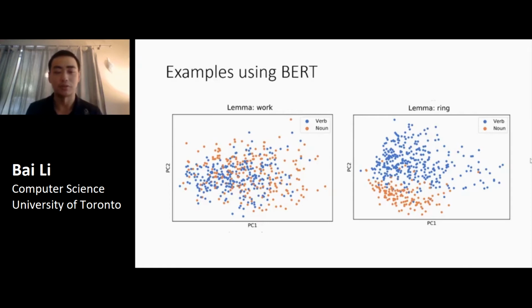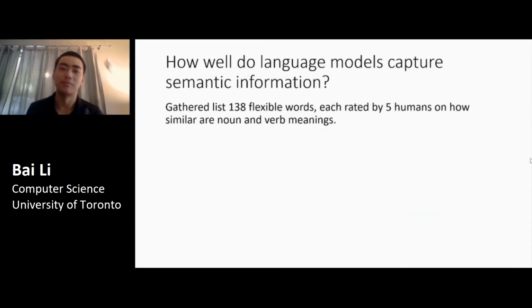Now, let's quantify this more formally. We use this to measure how well our language models capture semantic information the way that we want. The way we do this is we gather a list of flexible words, and for each one we have five humans rate how similar the noun and verb meanings are.